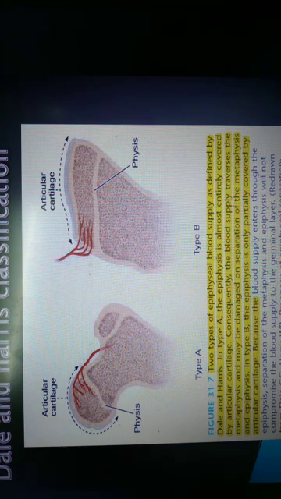In type A, the blood supply is supplied entirely surrounding the articular cartilage. In type B, the blood supply is supplied partially to the articular cartilage. So in type A, when there is any metaphyseal injury, a complete damage to the blood supply will take place. Whereas in type B, during a metaphyseal injury, it will not hamper the blood supply of the articular cartilage.